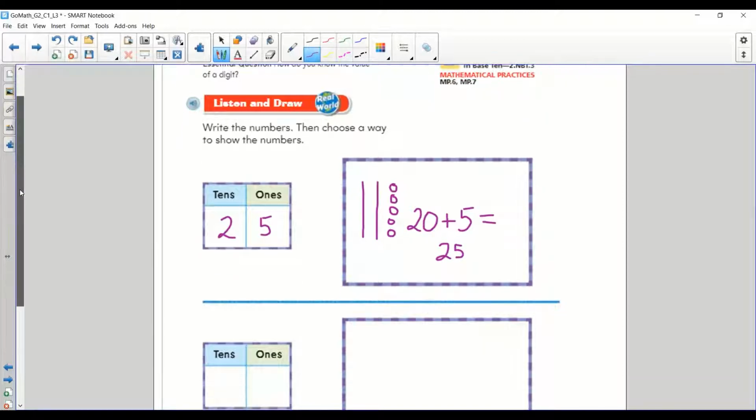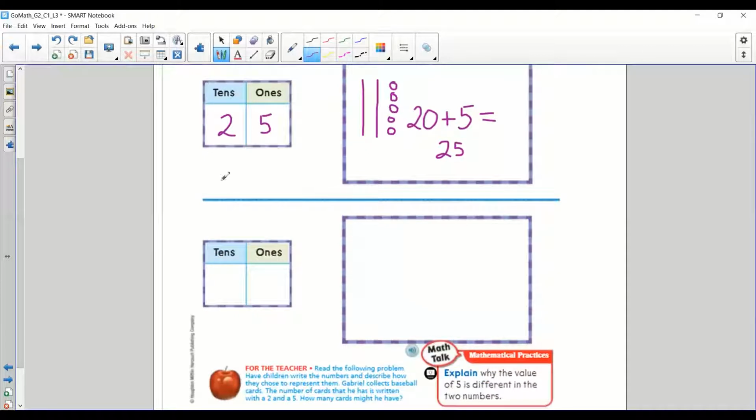But remember, Gabriel has a 2 and he has a 5. Can you think of another way that we can show this? We already showed it as 25. We put the 2 in the tens, so let's not do that. Let's put the 2 in the ones, and let's switch them around, and we'll put the 5 in the tens. Wow, what number is that, boys and girls? You are right, that is 52.